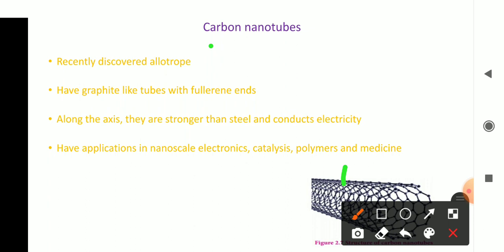What are they? It is a recently discovered allotrope, and it has graphite-like tubes with fullerene ends. The tube form is like graphite, and the end will be like fullerenes. And along the axis, they are stronger than steel, and they conduct electricity, and they have applications in nanoscale electronics, catalysis, polymers, and finally in the field of medicine. With this carbon nanotubes are completed, then finally we have to discuss graphene.